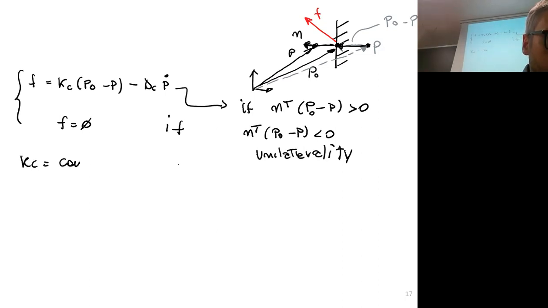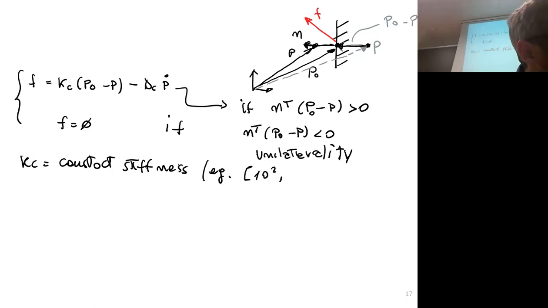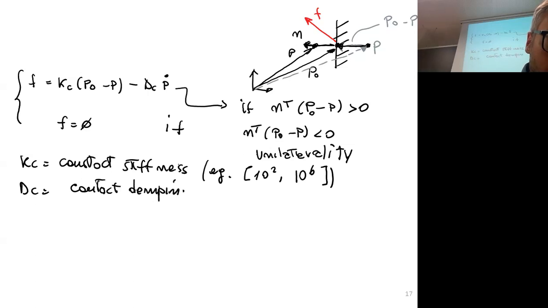Kc is the contact stiffness, and it usually depends, of course, on the material. Steel is more rigid than wood. Wood is more rigid than rubber, and usually it ranges from 100 to 10 to the power 6. And Dc is the contact damping, and usually you set it equal to the square root of the stiffness.